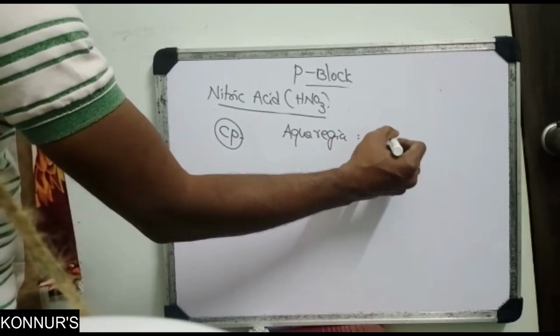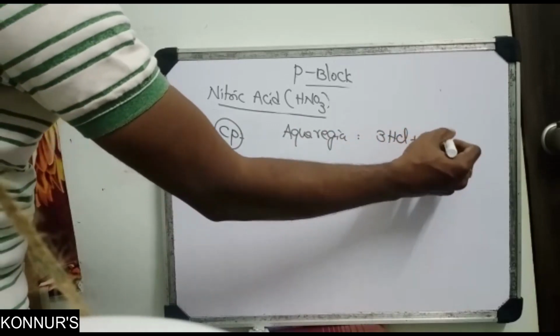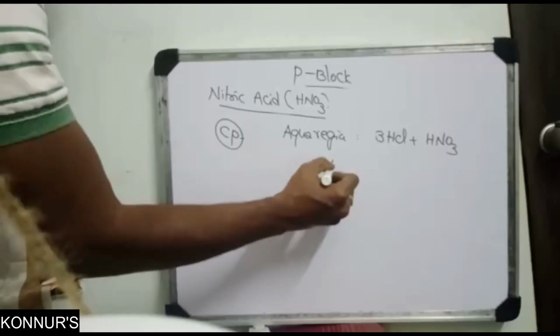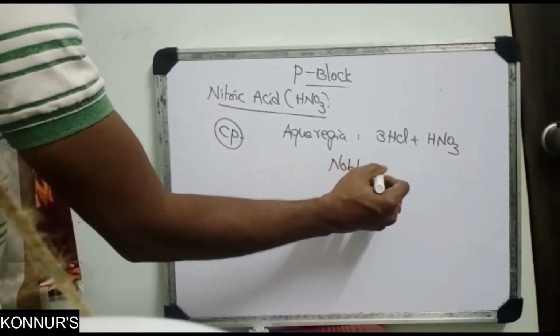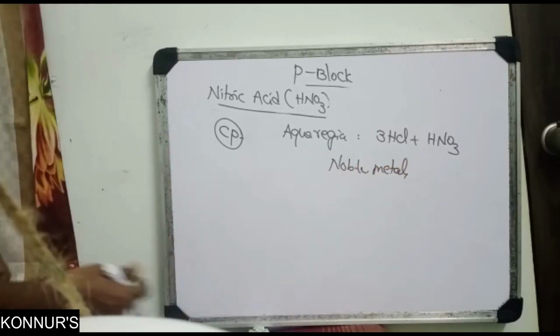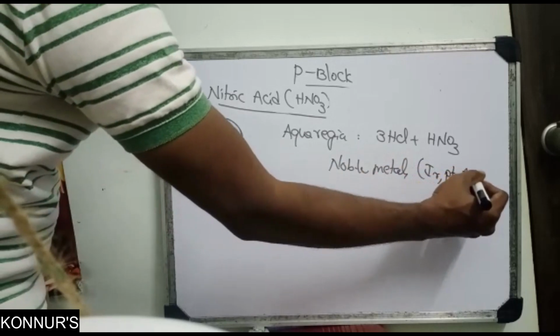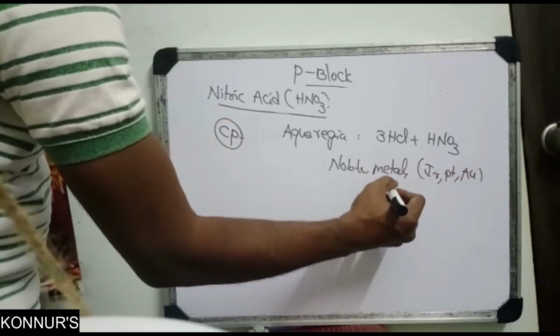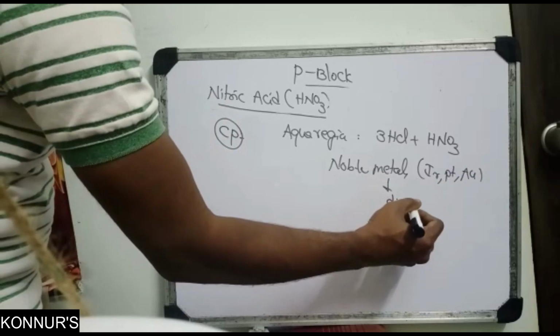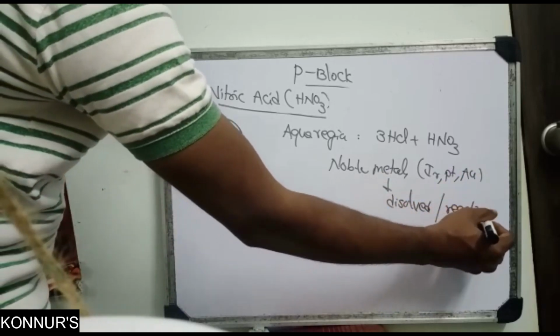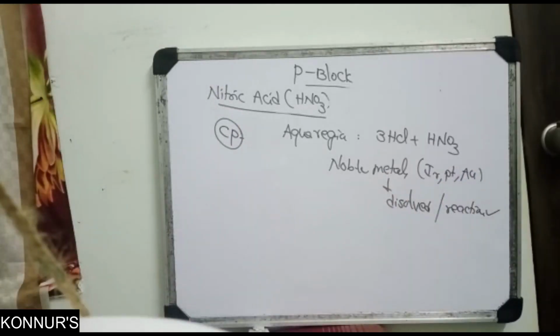See, 3 moles of HCl and 1 mole of HNO3 combination is called aqua regia. What is the importance of this one? See, the noble metals. What are noble metals? Iridium, platinum, gold. These are dissolved in it. Otherwise, a reaction takes place in this.